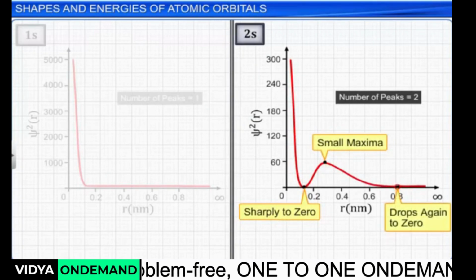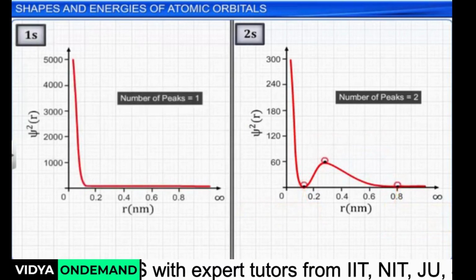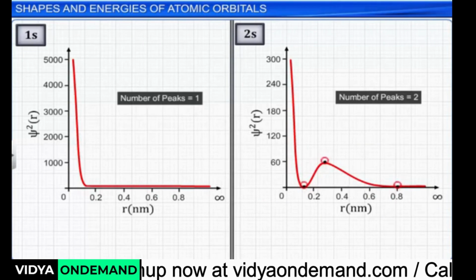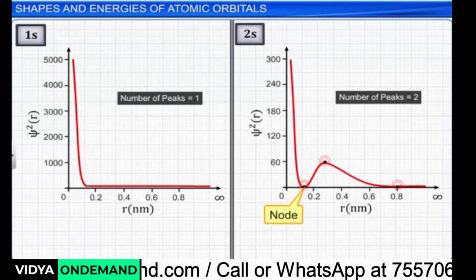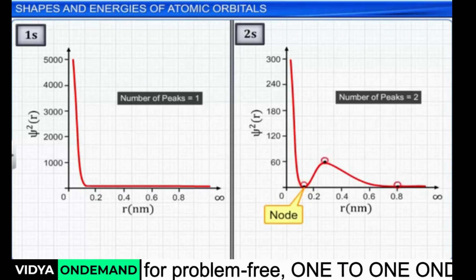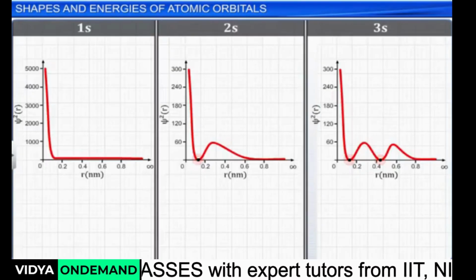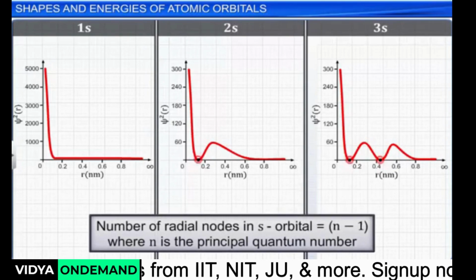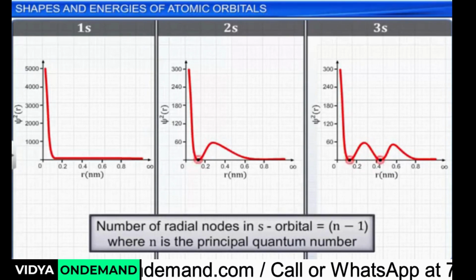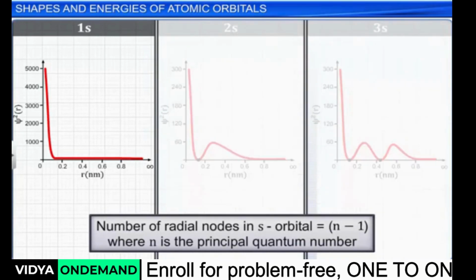The region where the probability density function reduces to 0 is called radial nodes or nodal surfaces or nodes. For s orbitals, the number of radial nodes increases with the value of the principal quantum number n and is found to be equal to n-1. Therefore, the 1s orbital does not show any nodes, whereas 2s and 3s orbitals show 1 and 2 nodes respectively.